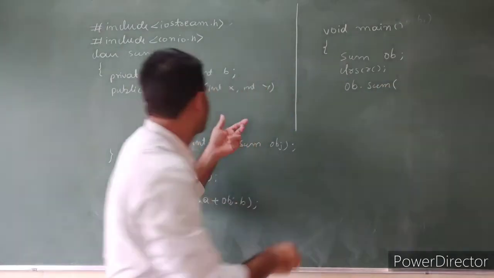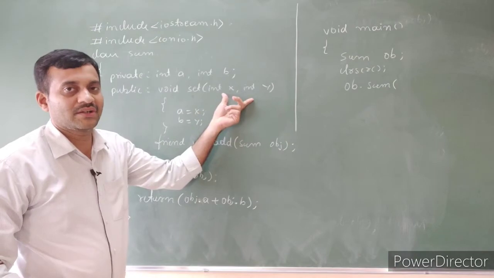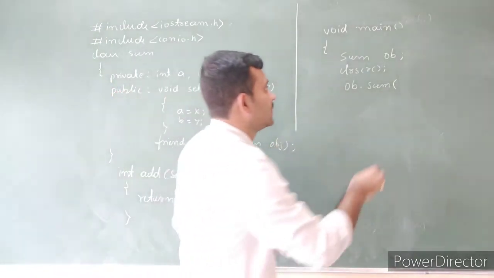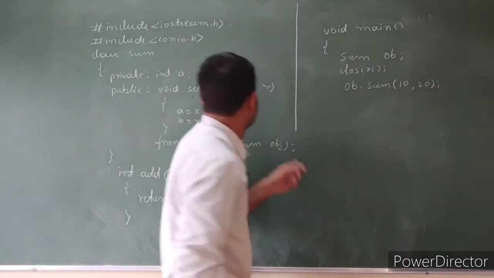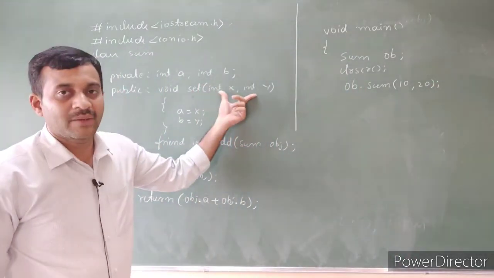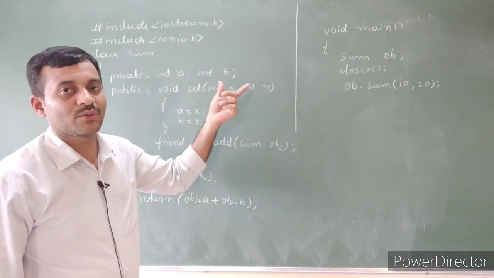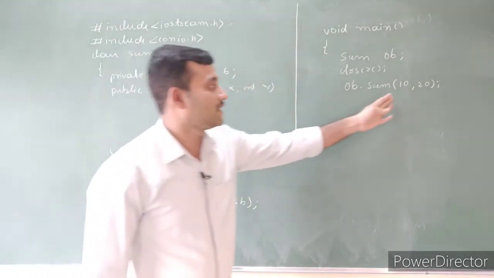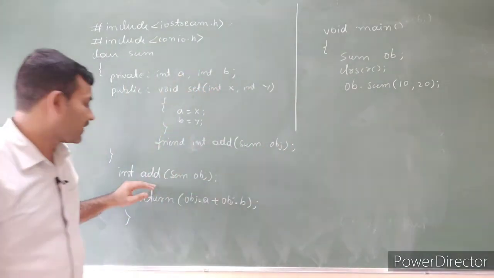So the set function has two parameters x and y. To call the particular member function, we must pass the values. So here pass the values 10, 20 because the function set has two parameters. While calling, we have to match the parameters. Then we also match the data type. 10 and 20 are integer type values. Next, we have to call the friend function.